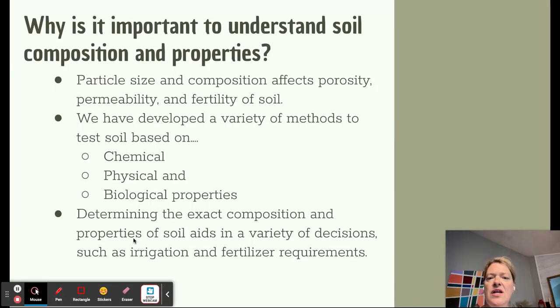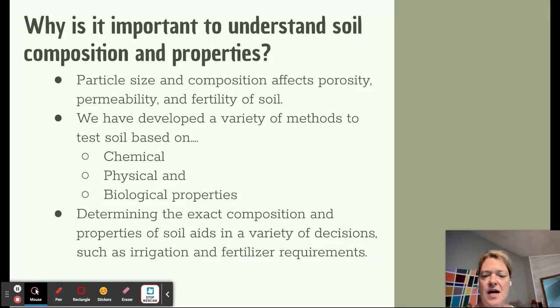Okay, so why is it important to understand soil composition and properties? Well, first of all, the particle size and the composition of the soil both affect the porosity, the permeability, and how fertile the soil is to grow plants or crops. So we've developed a variety of methods to test soil based on all of the chemical, physical, and biological properties of soil, like I mentioned earlier.